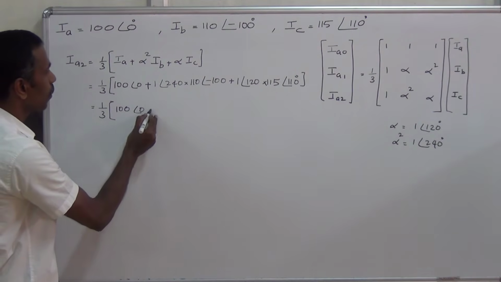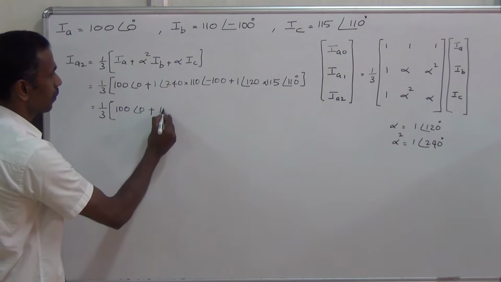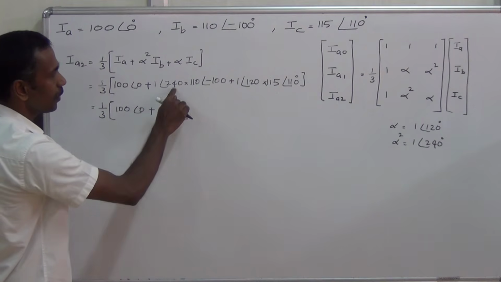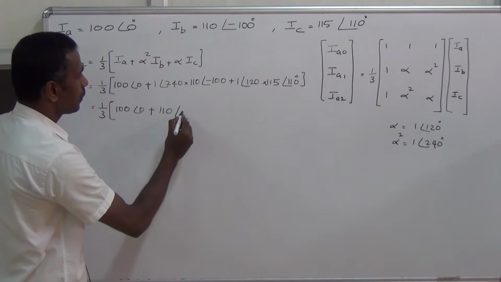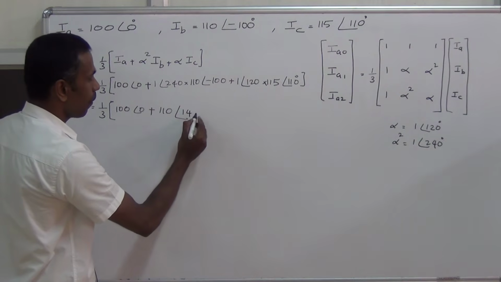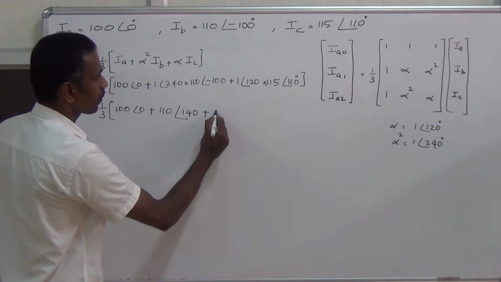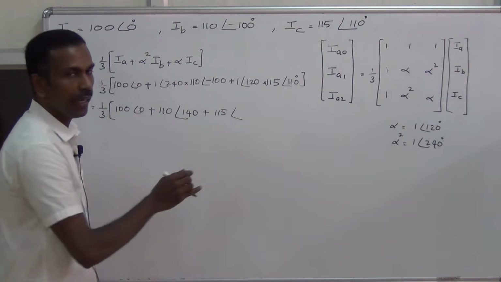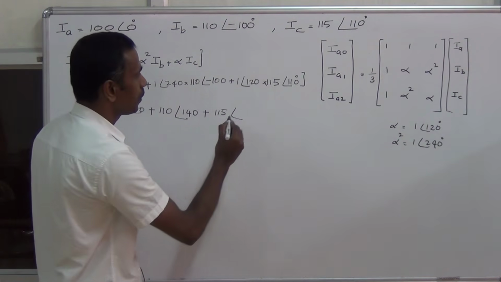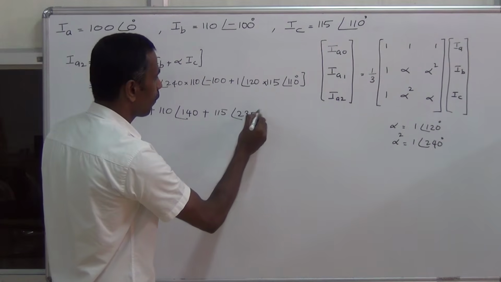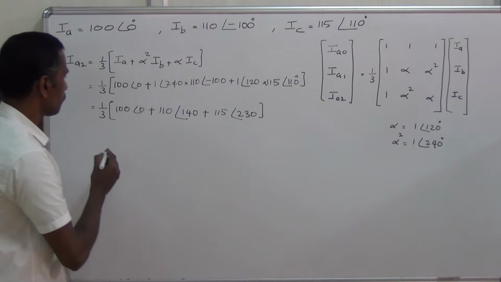This is equal to 1 by 3 into 100 angle 0 plus 110 angle 240 minus 100, so this is 140, plus 115 angle 120 plus 110, this is 230.